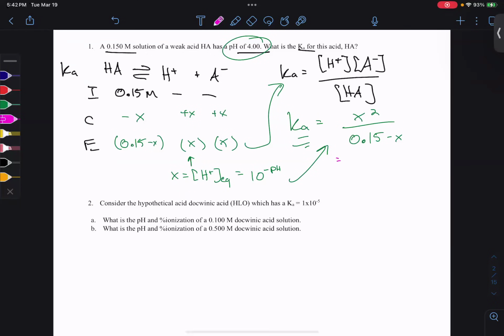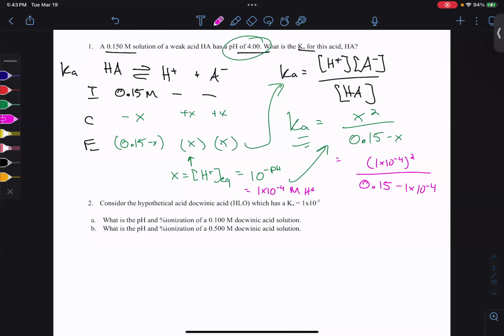So the full work here, 10 to the negative pH, what number is that? It's just pH is 4. So that means that x is equal to 1 times 10 to the negative 4 molarity. That is the concentration of H plus. So x squared is 1 times 10 to the negative 4 squared over 0.15 minus 1 times 10 to the negative 4. You can solve that in your calculator, and that is Ka, and you get something like 6.7 times 10 to the negative 8. Okay, you know what x is, just plug it in. Okay, so that's number one.